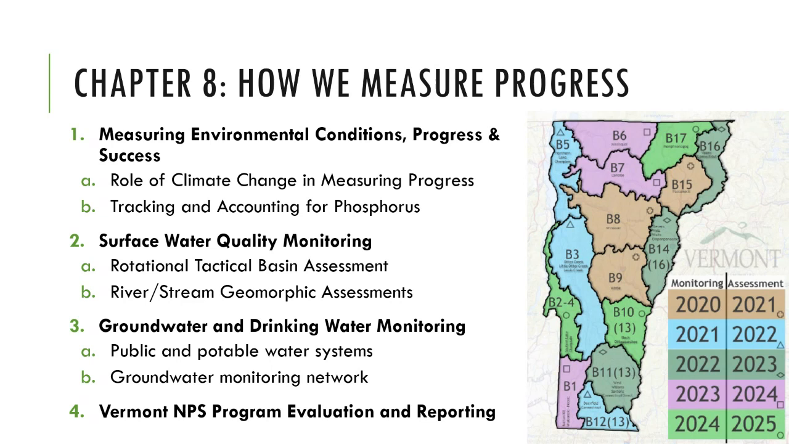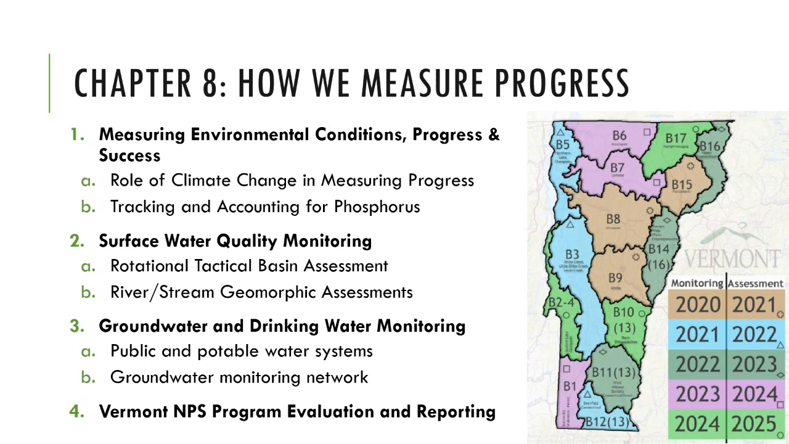In addition to that, this chapter also discusses groundwater and drinking water monitoring. Of course, we monitor public and other potable water systems. Super important for drinking water. That's all very closely monitored. There's a groundwater monitoring network in place as well, with different monitoring wells around the state.